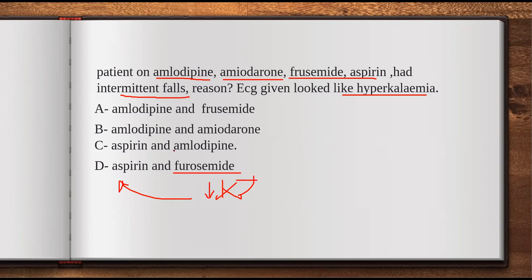Okay, same in this case. Normally aspirin doesn't cause hyperkalemia, so we don't actually think about hyperkalemia in this option. Same with amlodipine and furosemide, which will cause hypokalemia, so it's unlikely to be the answer. Now between B and C, there is a very slight chance that amiodarone can cause hyperkalemia. Just because of amiodarone, this is a good option to choose.